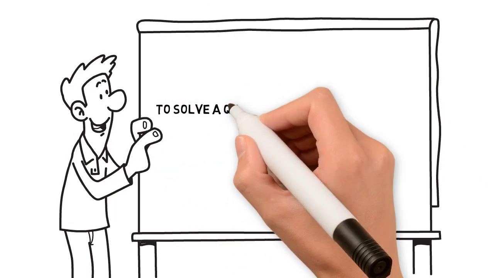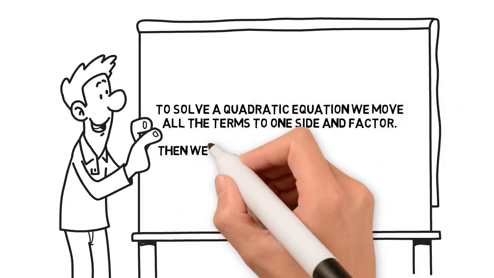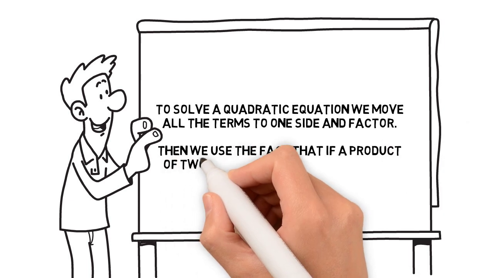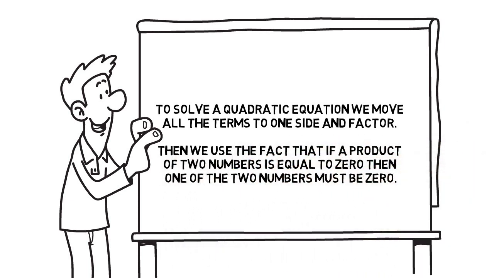To solve a quadratic equation, we move all terms to one side and factor. Then we use the fact that if a product of two numbers is equal to 0, then one of those two numbers must be 0. Let's look at a couple of examples.